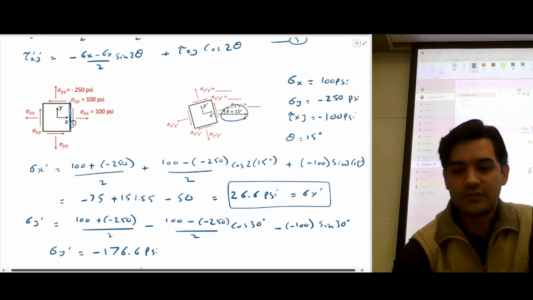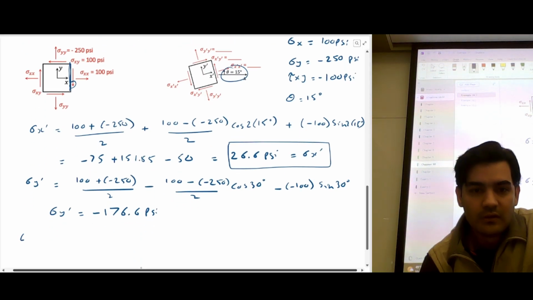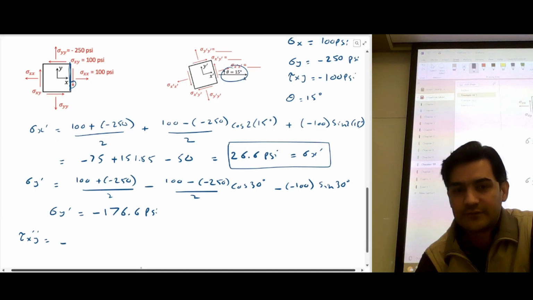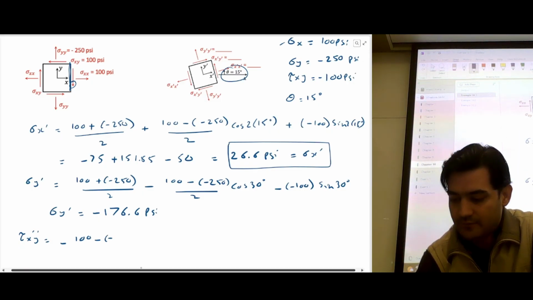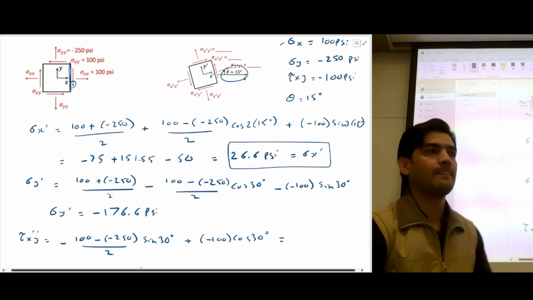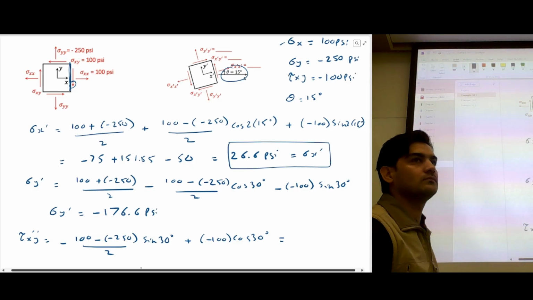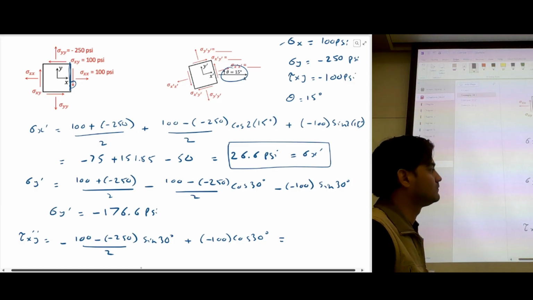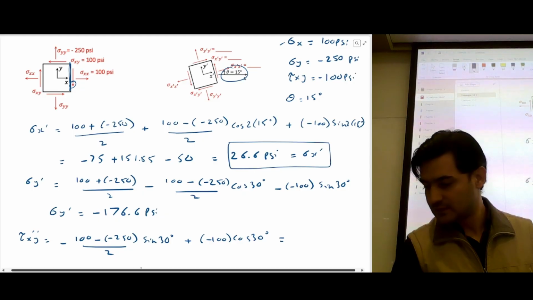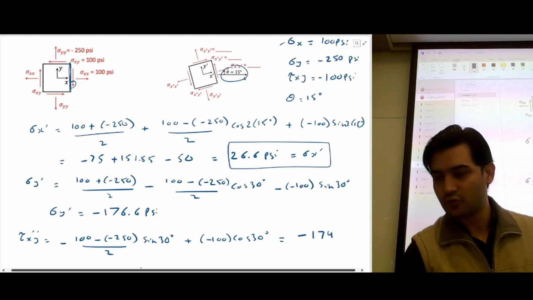So we can also calculate for the shear stress, and the formula for shear stress is negative (stress x minus stress y) by 2 sine of 30 degrees plus tau xy cos of 30 degrees. Stress x is 100 and stress y is negative 250, and tau xy is negative 100. So if you solve this, you're going to get negative 174.1 psi.